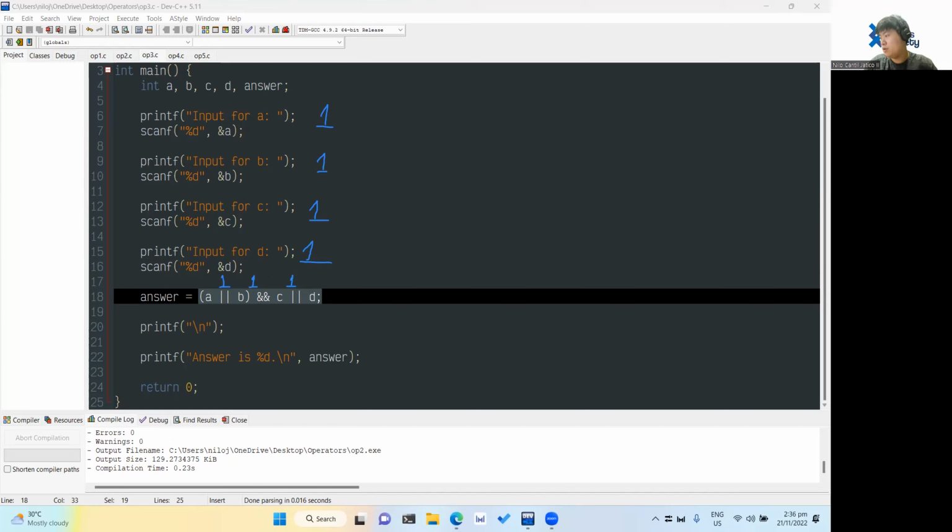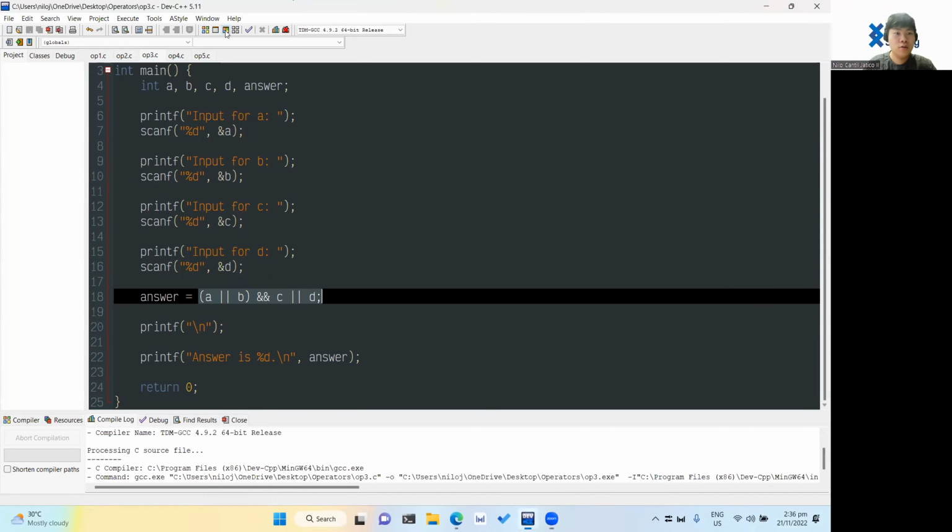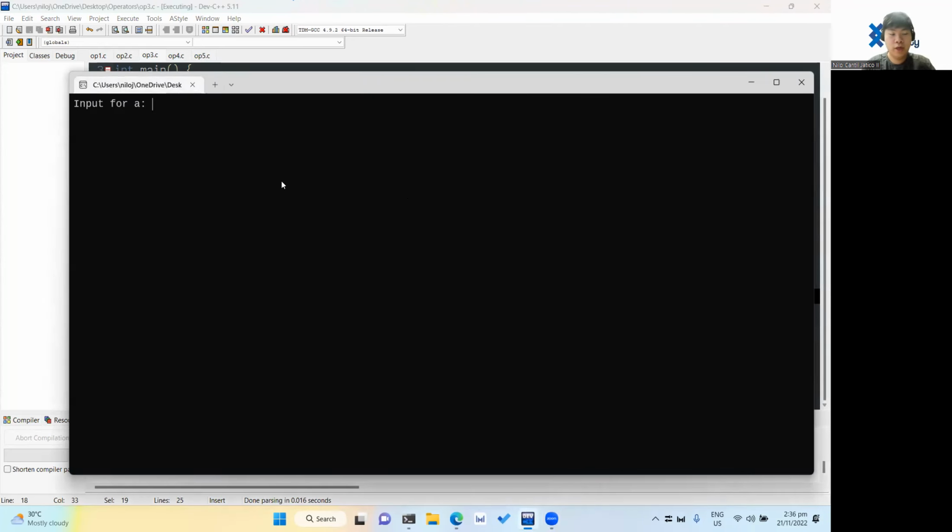So let's try to find it out. Let's clear all my drawings, and then we run this program here. A is 1, B is 1, C is 1, and D is 1. So the answer is 1.